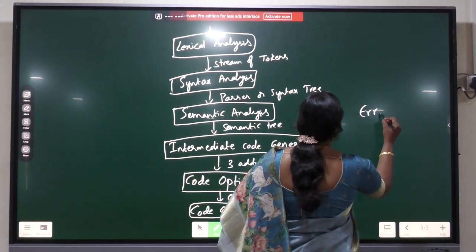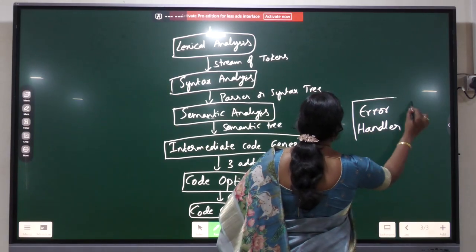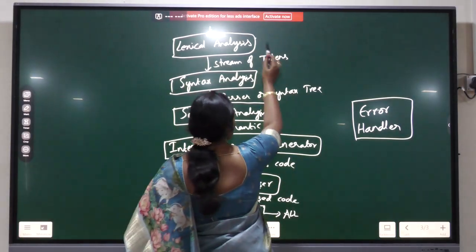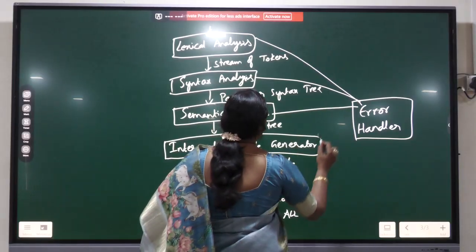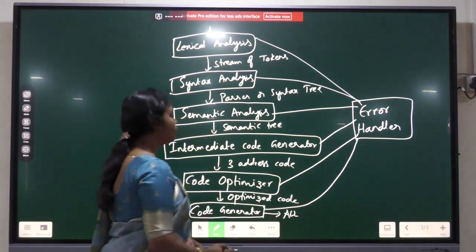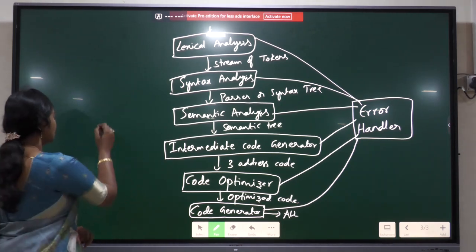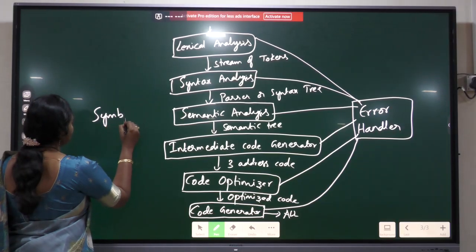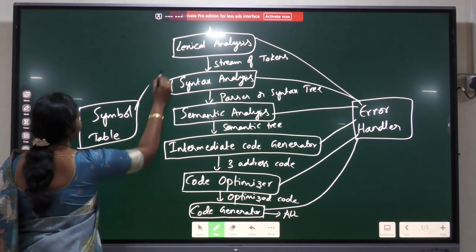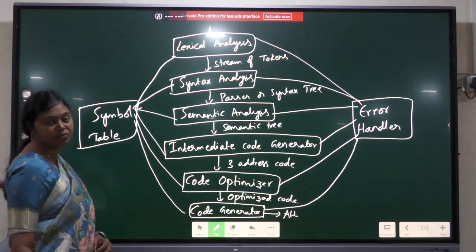Okay, error handler. This error handler will take care of showing all the errors of all the phases, so it will be connected to all the phases of the compiler. Not only that, for storing and retrieving purposes we need data structures. So here the symbol table will act as the data structure, and that will also be connected to all the phases of the compiler.